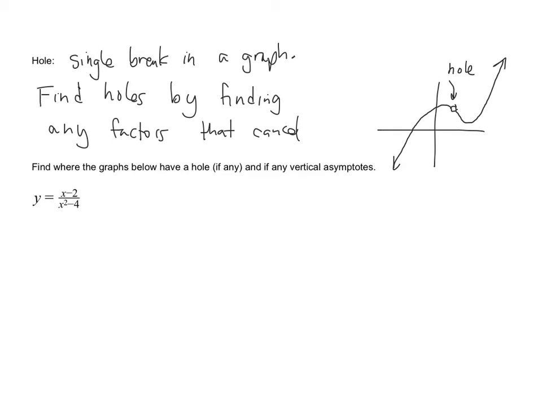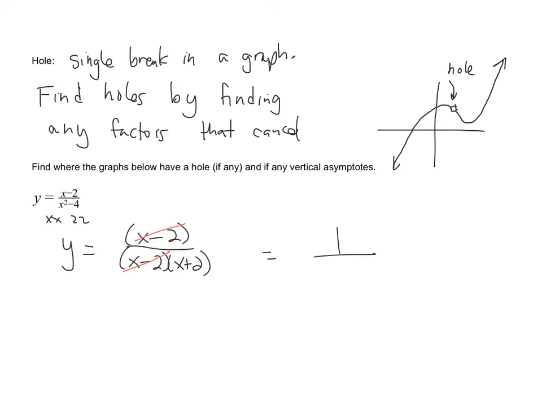So any factor that cancels will create a hole. So if I look at this example, I want to know if the graph has a hole and if it has any vertical asymptotes. So we should always try to find the holes by canceling any common factors. So if I factor this one, we know the top is x minus 2. The bottom is (x minus 2)(x plus 2). This is the old difference of squares, x and x, 2 and 2. So you'll see that x minus 2 cancels out, leaving us with 1 over x plus 2.